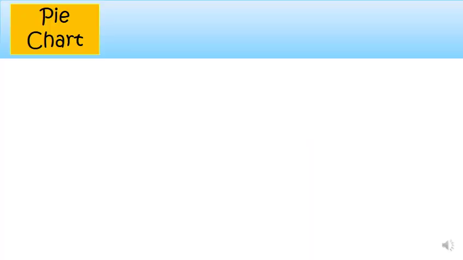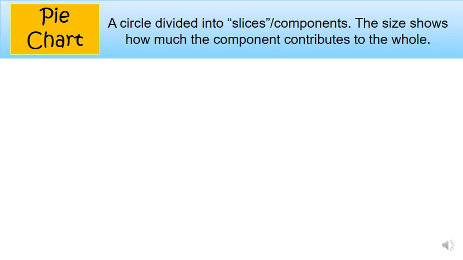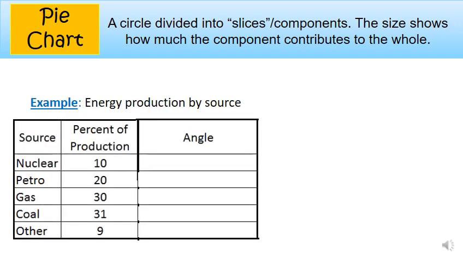And now an easy chart, a pie chart. So this is just a circle that's divided into slices, and these slices are representing different components. And the size of the slice shows how much the component contributes to the whole. So let's look at an example here where we're showing energy production by source. So we could see here 10% of the production comes from nuclear, 20% from petro, 30% from gas, 31% from coal, and you get 9% from other. So this could be from hydroelectricity, something like that.